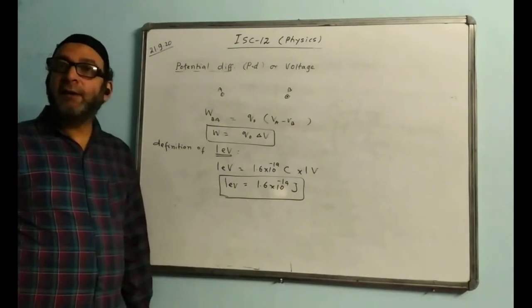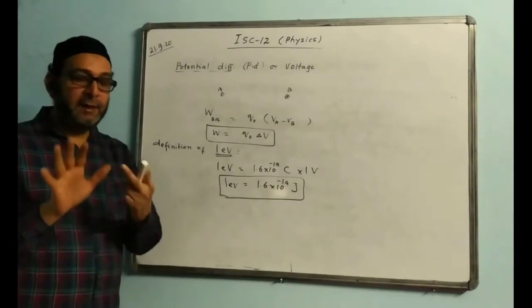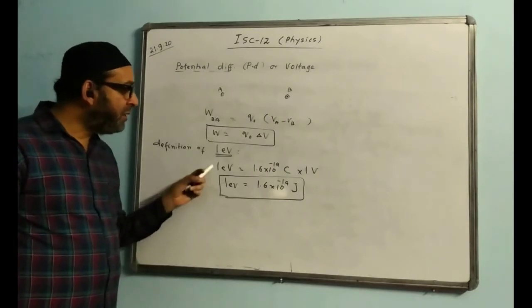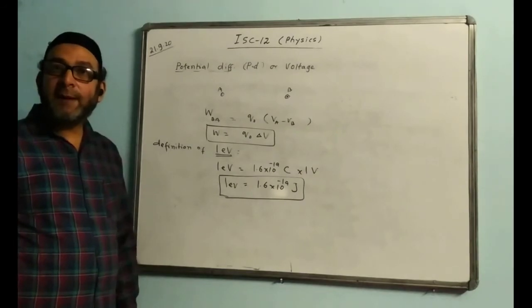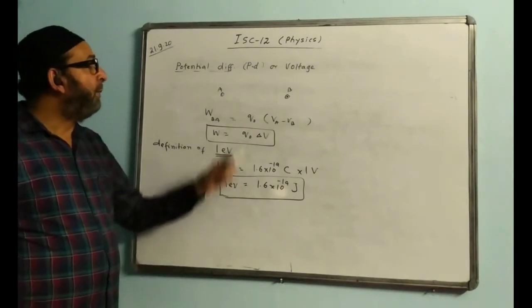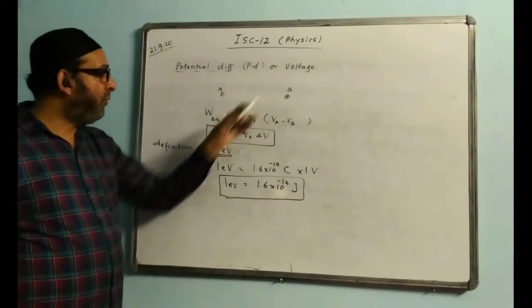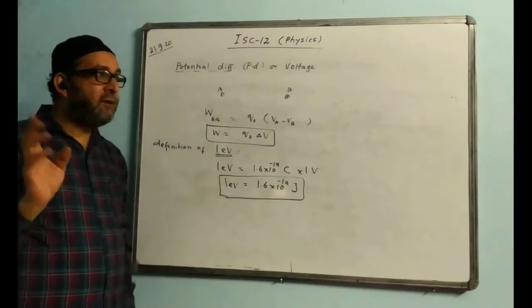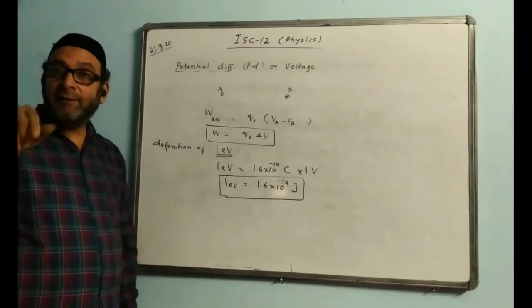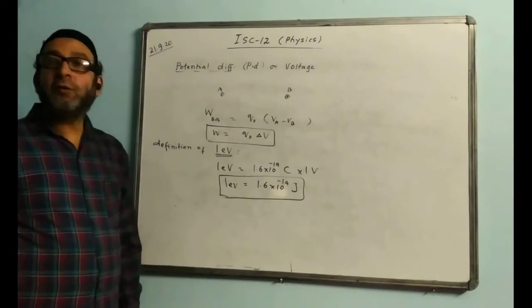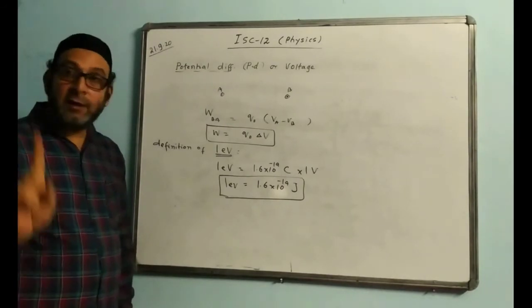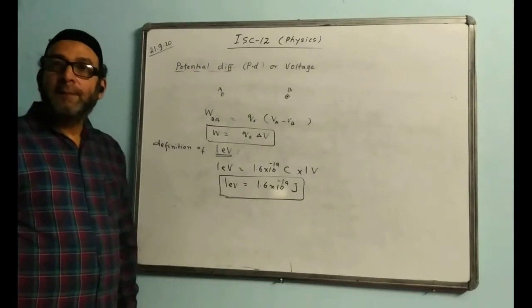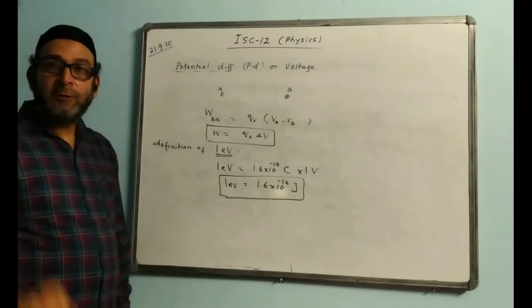Similarly, how to define 10 eV? We say it is the energy gained by an electron, which will always be 1, by a PD of 10 volt. That time we said 10 volt because 10 eV is mentioned. Similarly, how to define 5 eV? It is the amount of energy gained by an electron, electron is always 1, by a PD of 5 volt.